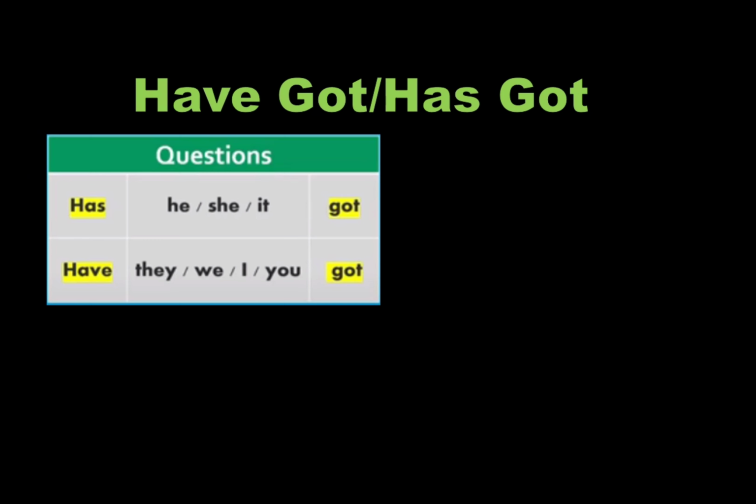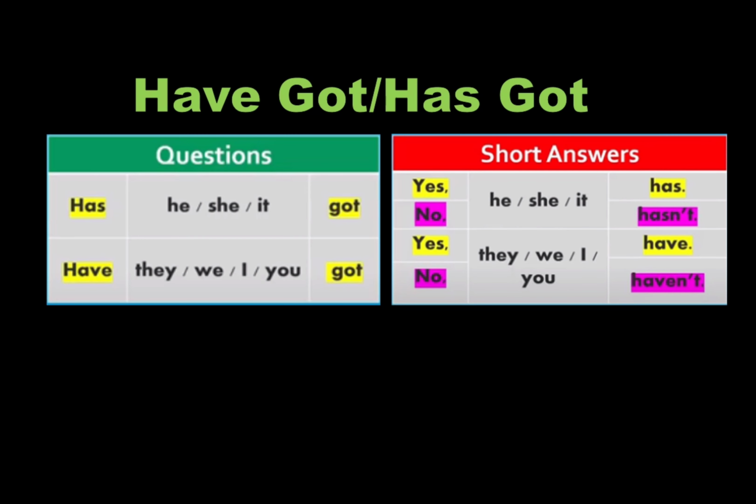Next, let's talk about asking question. When we ask question, we split has, have, and got, which means we shall start our question with has or have. Just put in mind that we use has for the subject pronouns he, she, it, and have for subject pronouns they, we, I, you. Same goes when we answer. We use has and hasn't for subject pronouns he, she, it, and have, haven't for they, we, I, you.